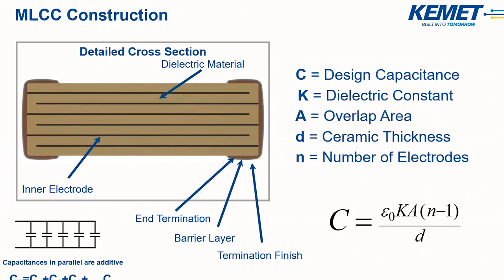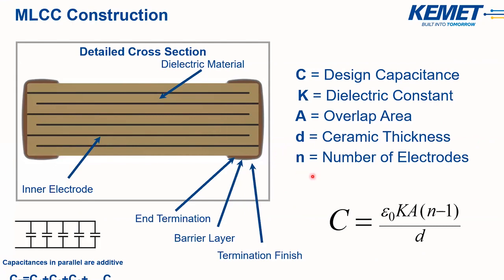Now, MLCCs are constructed using alternating layers of ceramic dielectric and metal electrodes. Each layer represents a single capacitor, and adding additional layers adds more capacitance to the MLCC since they are in parallel. Now, this is where we get the term multi-layer ceramic capacitor. We calculate capacitance using the capacitance equation that we see right here. The parameters for calculated capacitance are the dielectric constant, or permittivity, the overlap or active area of the electrodes, the ceramic thickness, which is the dielectric thickness between these electrodes, and the number of electrodes.